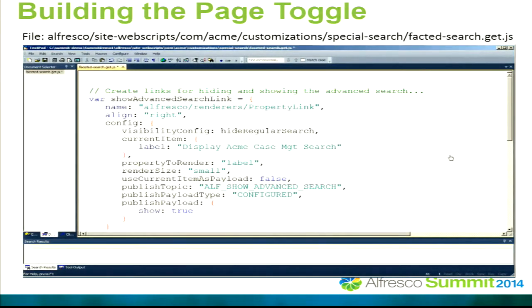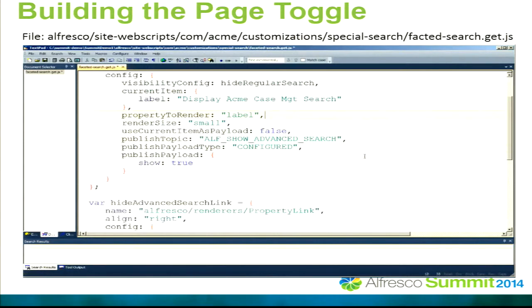Now I'm going to start building out the code for the page itself. So this is a new page. This is the page that I'm putting in my site web script, so you can see the path up at the top. So I'm going to build a JavaScript object here called showAdvancedSearchLink. And that's the name of the widget that I'm using, the property link. Here's the label that'll be shown on the page, display the Acme case management search. And then there's a publish topic there, so that's actually publishing an event. And I'll show you where that event goes. And that's a payload that goes along with that published message.